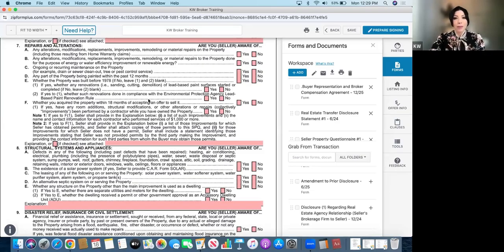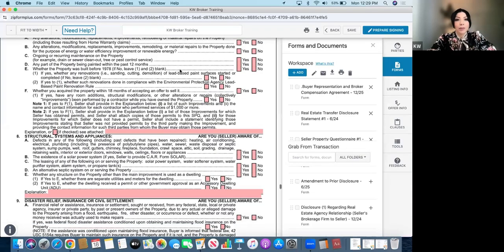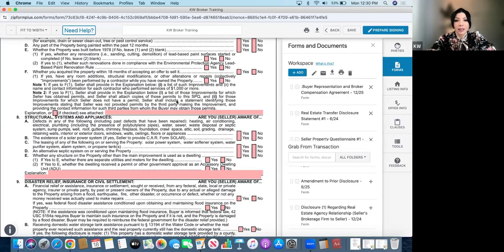And so we usually have them go back and amend the SPQ to say, yes, we did do modifications and we want to know what was done. This is holding the seller accountable, especially if it's an investor or a flip property, where they say, yes, it was done. Okay, well, tell us what was done, that way we can notify the client. The paint too, sometimes they don't say if it was painted within the past 12 months, and then we clearly can see that it was.